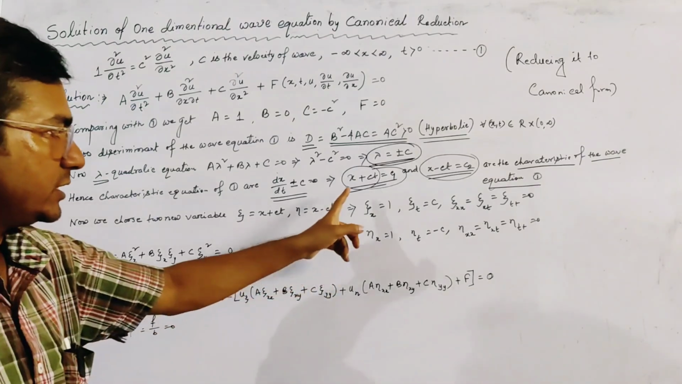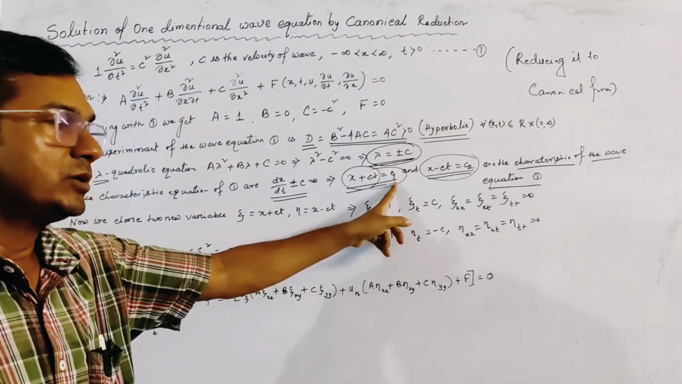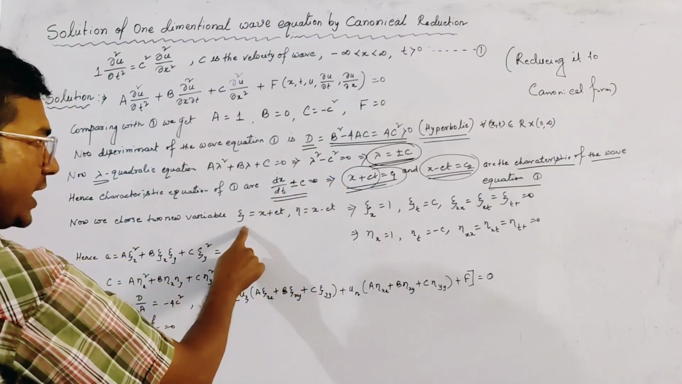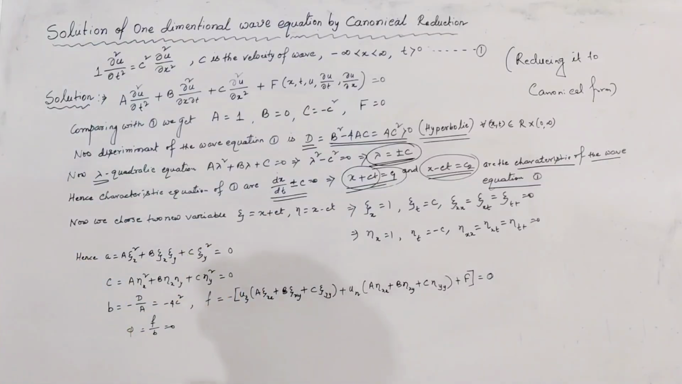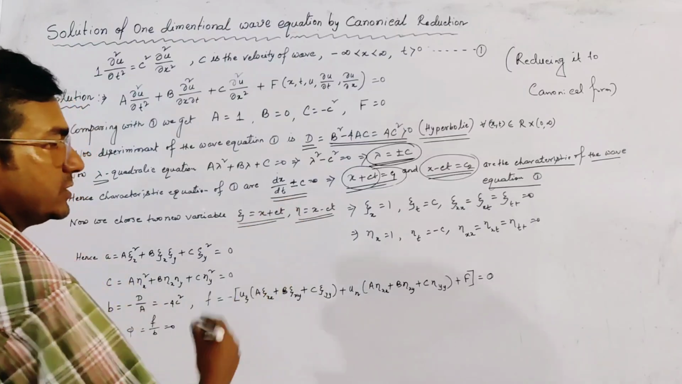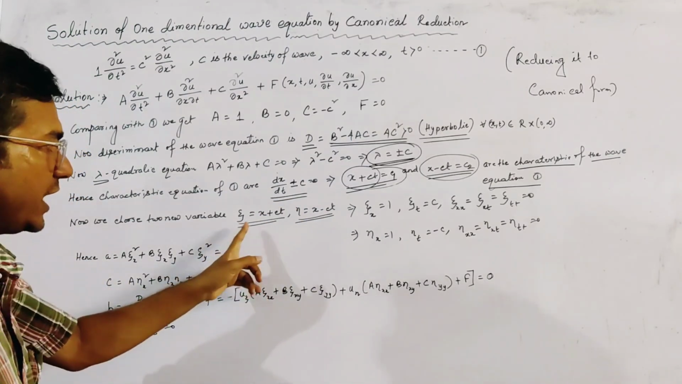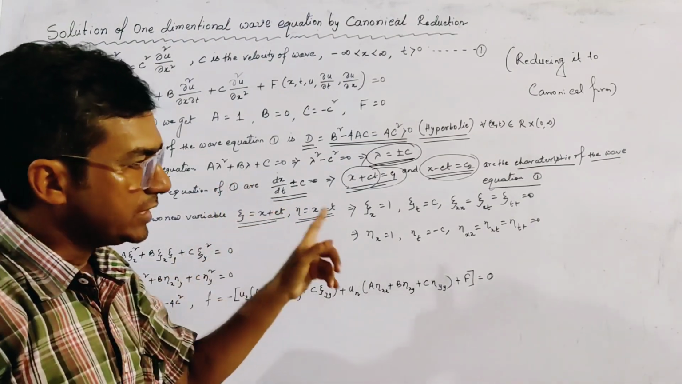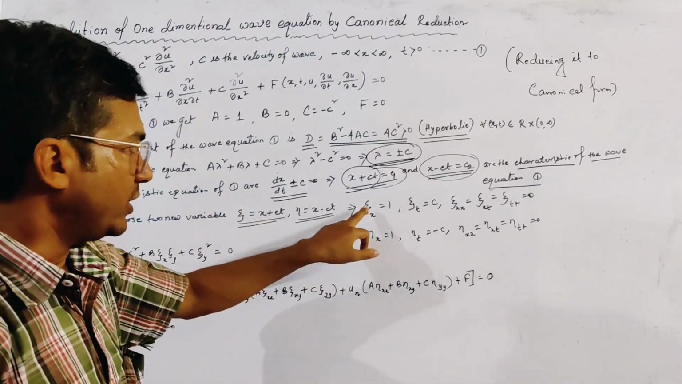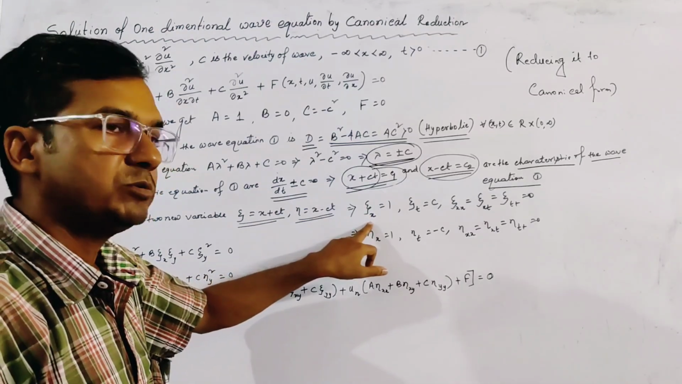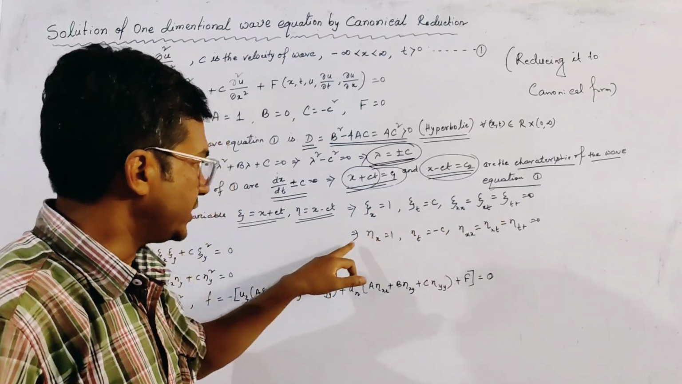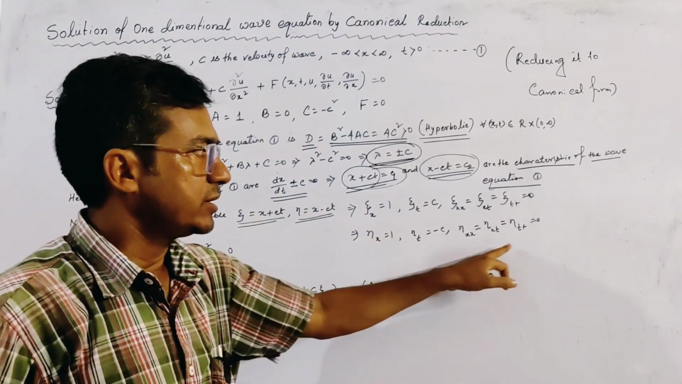Now from the characteristics, other than the arbitrary constants, we assume another two variables. The first is xi and the second is eta. Here we introduce the variables xi equal to x plus ct and eta equal to x minus ct. Now we differentiate xi and eta with respect to x, t, xx, xt and tt, and get the values of xi_x. These are the partial derivatives with respect to x, these are the partial derivatives with respect to t, and so on. We get similar ones for eta.